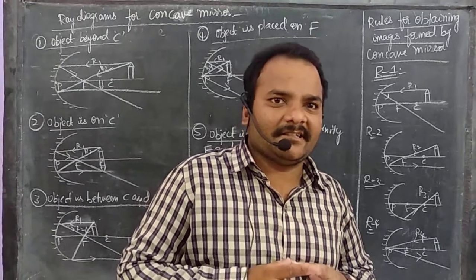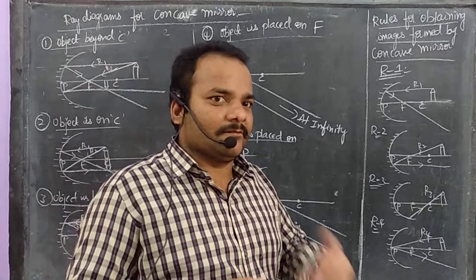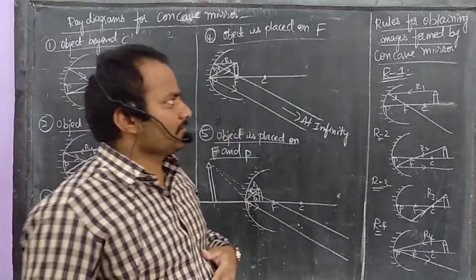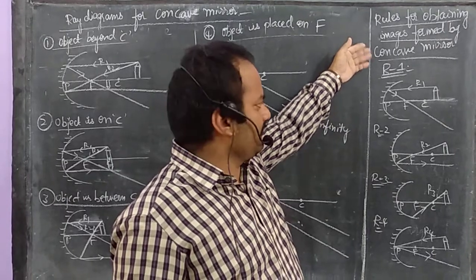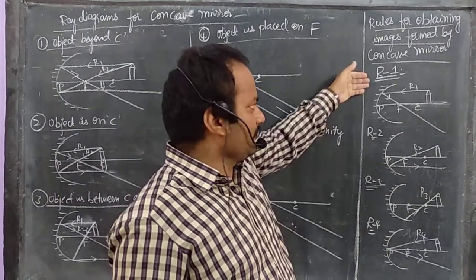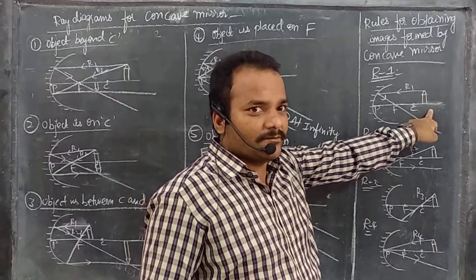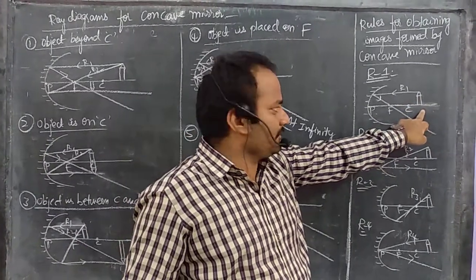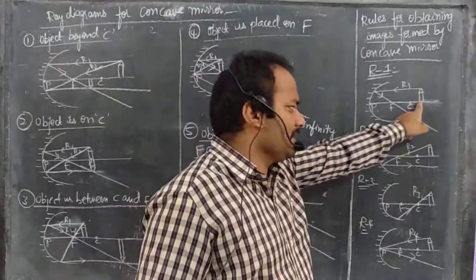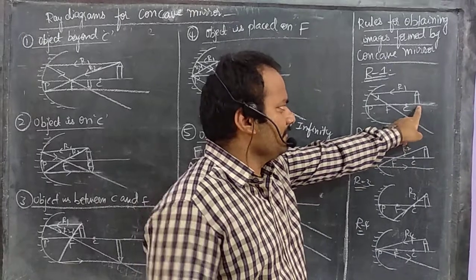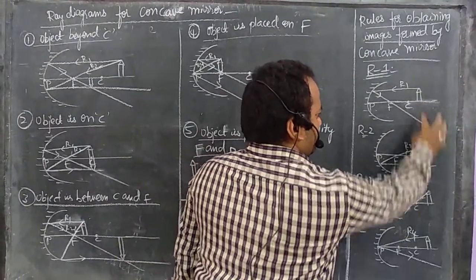What are the topics we had discussed? Let us recall once again what we discussed in today's class. These are the rules for obtaining images formed by a concave mirror: rule 1, rule 2, rule 3 and rule 4. In rule 1 to rule 4, we never mention the position for the object. Always in the rules, the object will be beyond C, beyond the center of curvature, beyond C only.